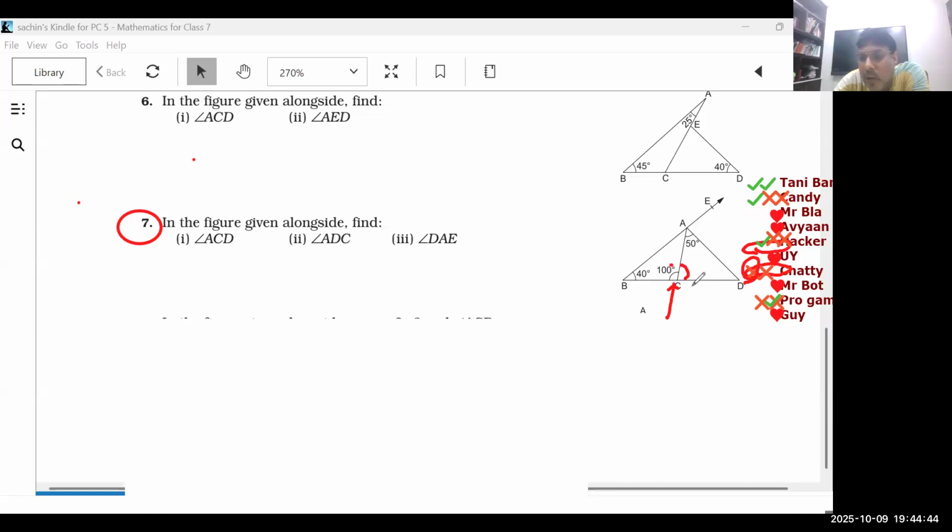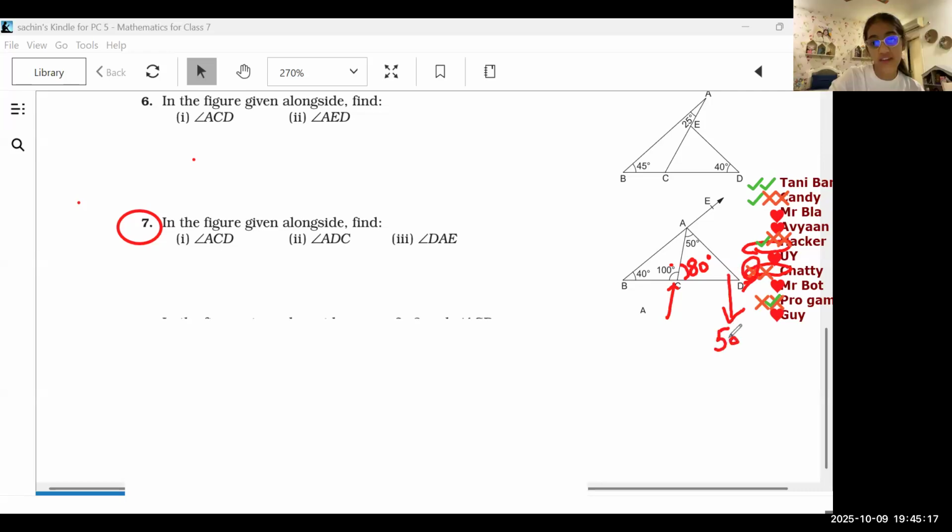These two are 80, these two form a linear pair. Candy, your answer was correct. Chatty and pro gamers, what is the problem? Unmute, Chatty. When a question is asked, you have to unmute. How much will this angle be now? 50. Did you understand, Candy?